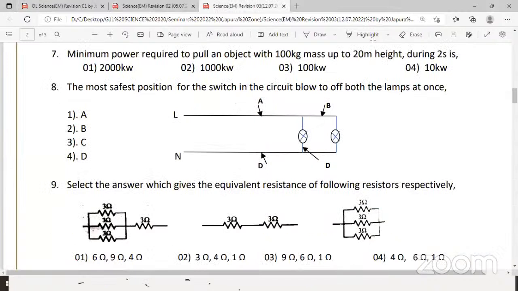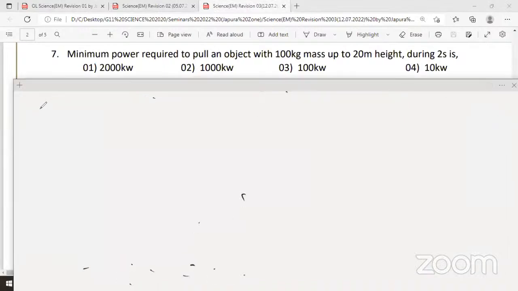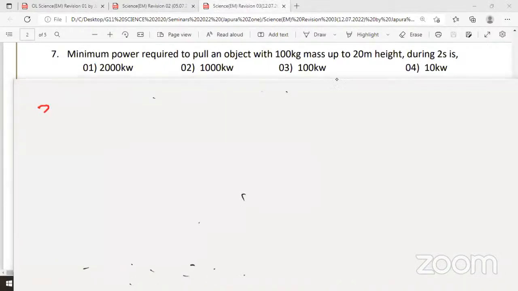So there are 3 equations to calculate power. I think most probably you might not have done grade 10, 11 power. One equation, if you don't know, write this. One equation for power is: P equals work done over time taken. Power is measured in watt.